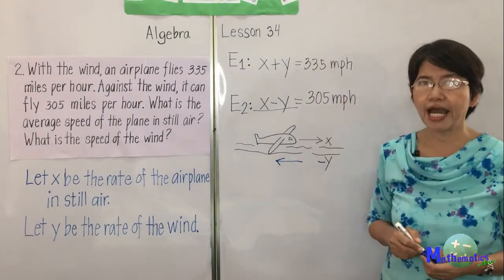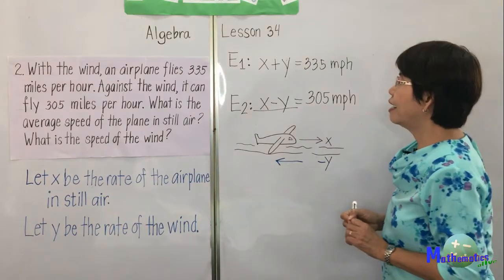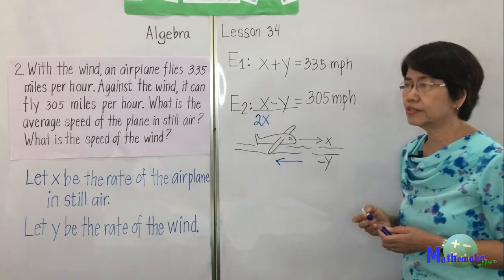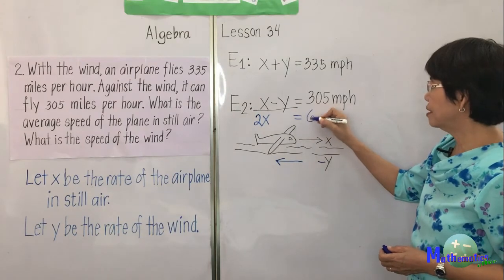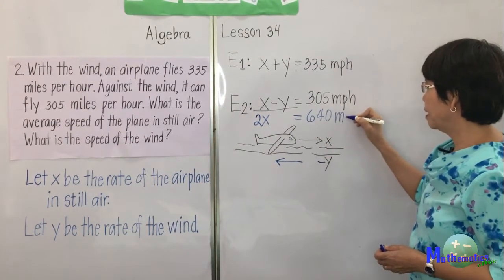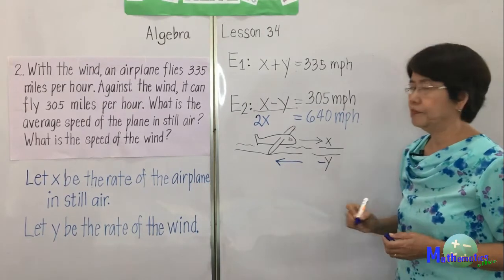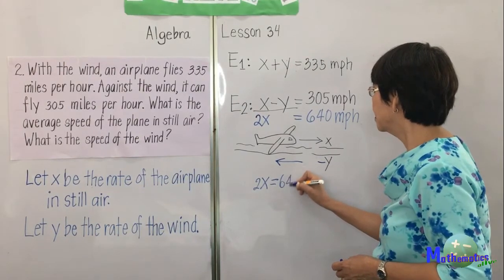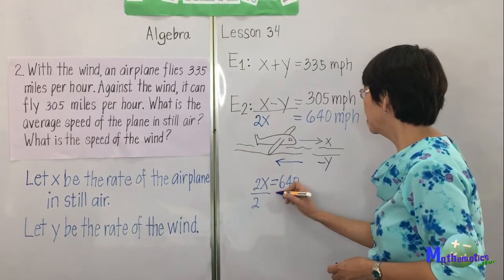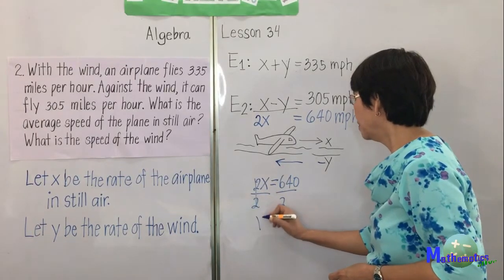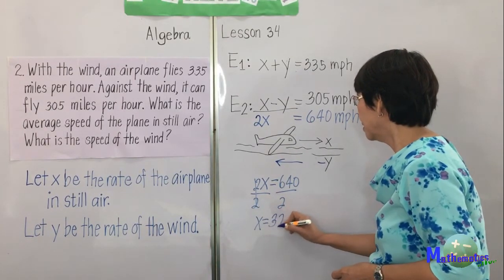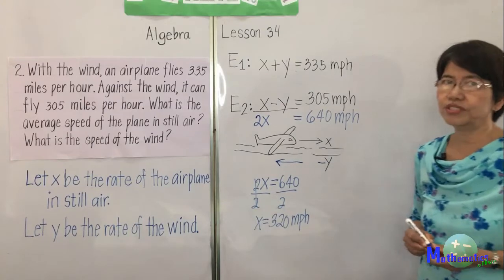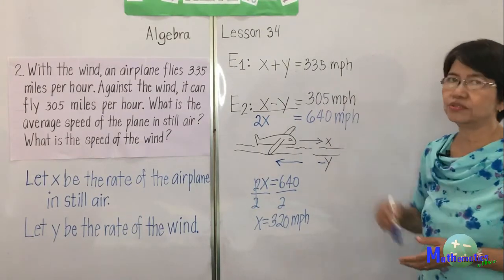And then we can directly add the two equations, and we have x plus x is equal to 2x, and y minus y is 0, and we have 640 miles per hour. Then we divide by 2 on both sides. So x is equal to 320 miles per hour. And then we substitute this value to any of the two equations.